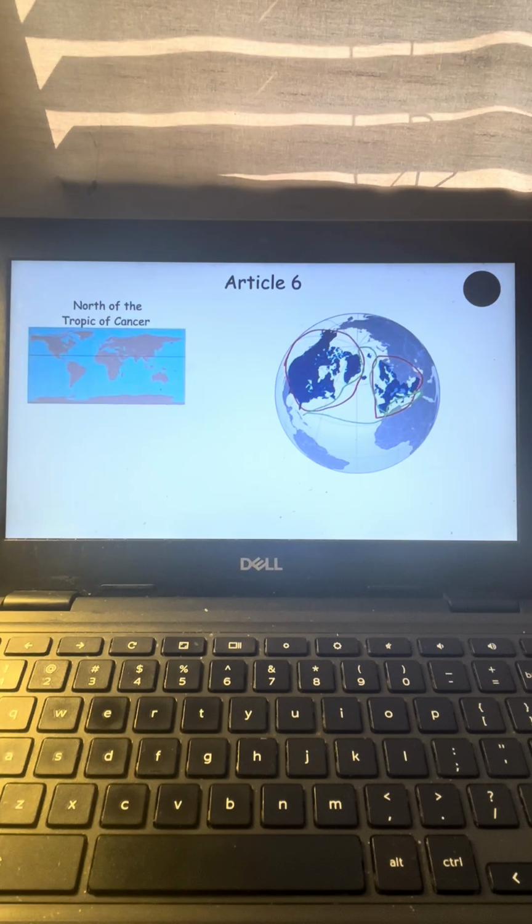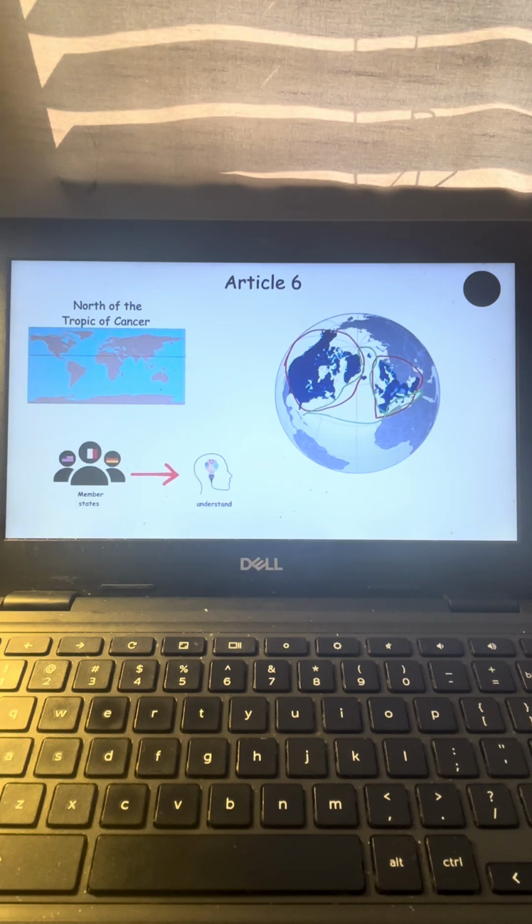Article 6 specifies the geographical coverage of the collective defense commitment, which includes the territory of member states, the Mediterranean Sea, and the North Atlantic area north of the Tropic of Cancer. It provides clear boundaries within which the commitment to mutual defense is applicable, ensuring all members understand the scope of their obligations.